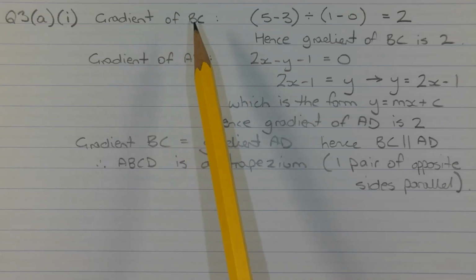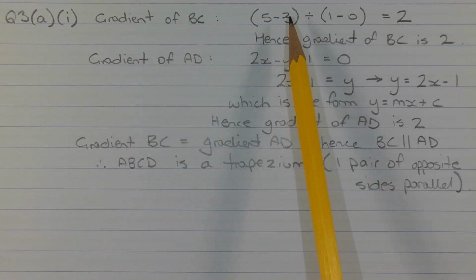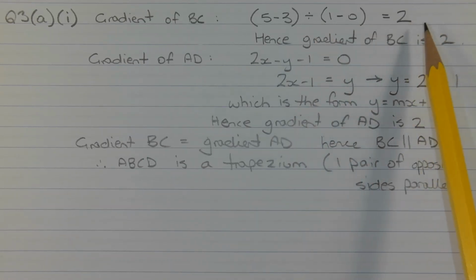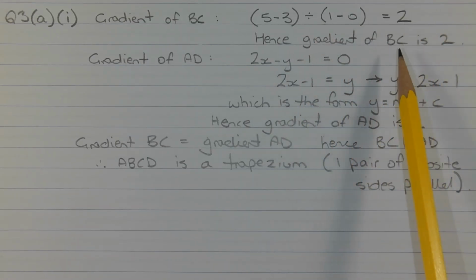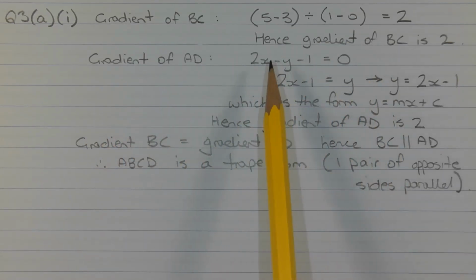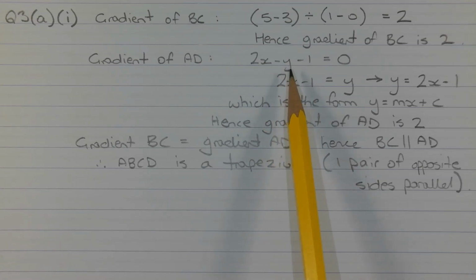So the gradient of interval BC is given by 5 minus 3 in brackets divided by 1 minus 0 in brackets, which equals 2. Hence the gradient of interval BC is 2. Let's consider the gradient of interval AD. Now we have the equation of AD in general form, which is 2x minus y minus 1 equals 0. So to find the gradient of interval AD, we need to rearrange this formula into gradient intercept form. That is y equals mx plus c, where m represents the gradient of that interval.